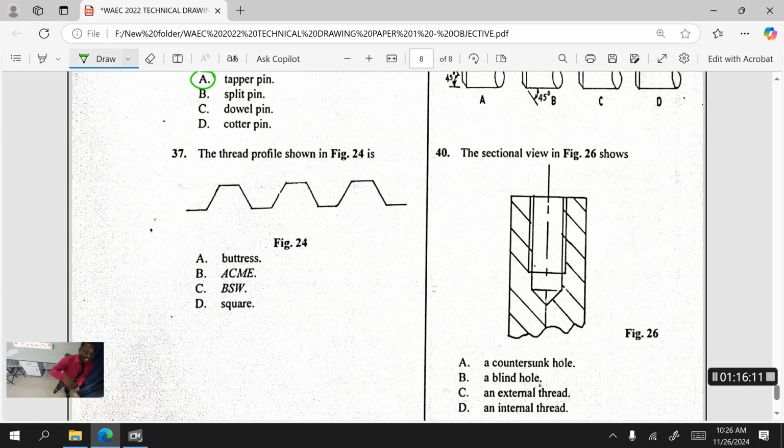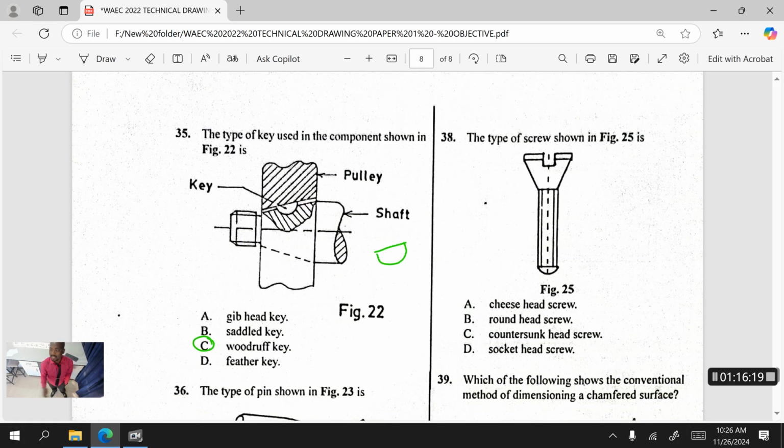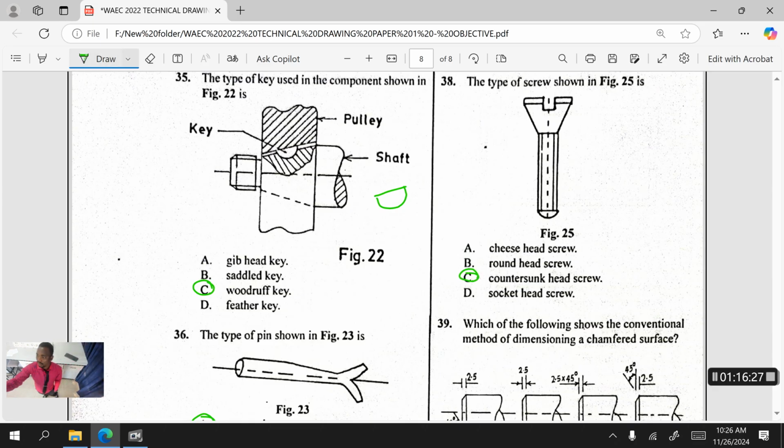Once you see those straight lines, this is Acme. This is Acme thread profile. Then 38. The type of screw shown in figure 25 is what? Countersunk. The moment you see this shape anywhere, it is countersunk. It is not round. Round should look this way. Do you get it now? Good. So 39.